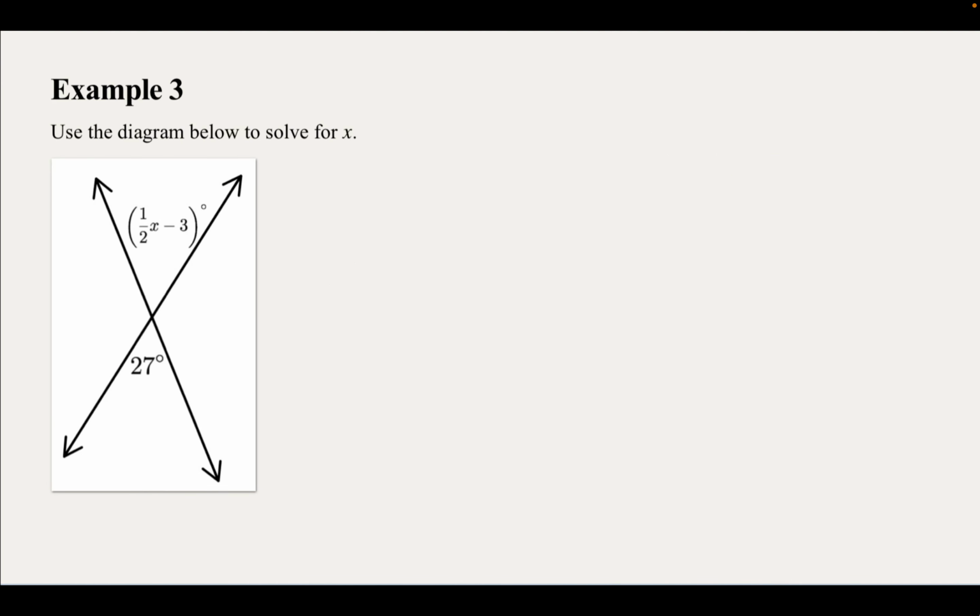Okay, we want to use the diagram to solve for x. I can see that these are vertical angles because they are formed by an X, which means that they are congruent because my vertical angles theorem says that they're congruent. And if they're congruent, I can set them equal to each other. So half x minus 3 equals 27. And add 3 to both sides. And multiply everything by 2. So I get x equals 60.